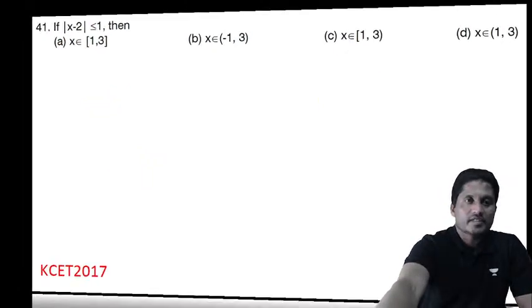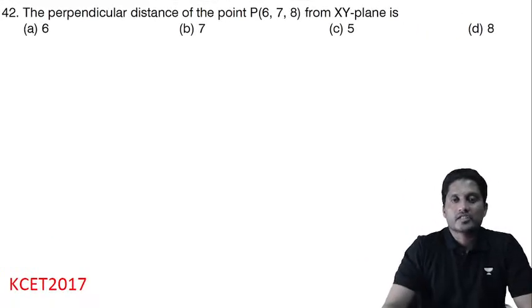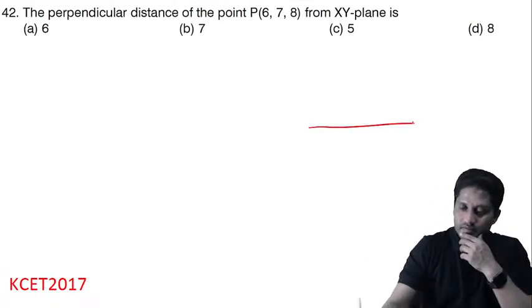Right? Let's move to the next question. The perpendicular distance of the point from the xy plane.